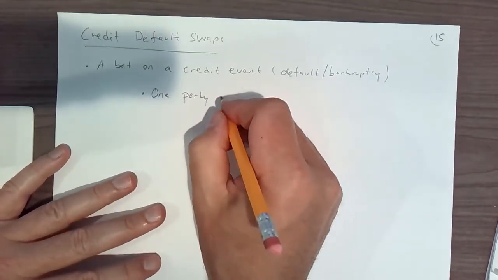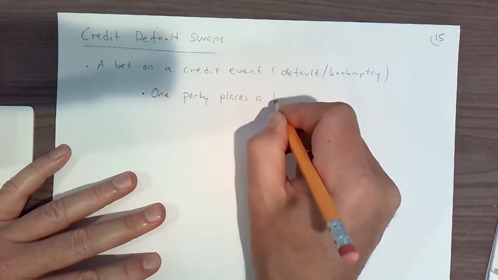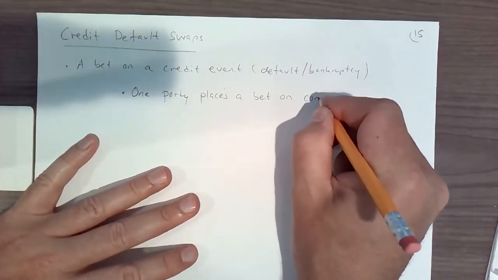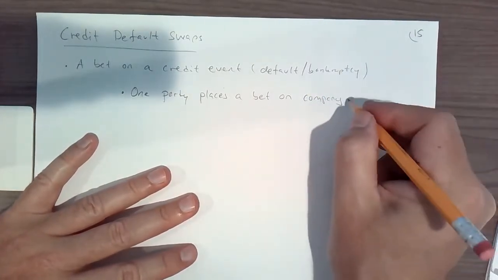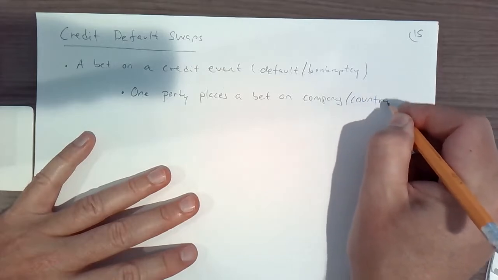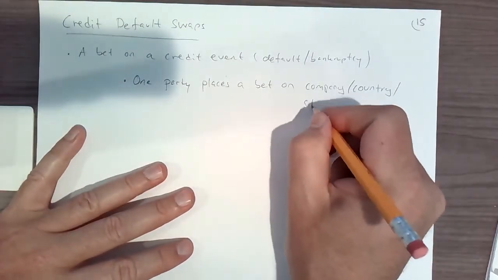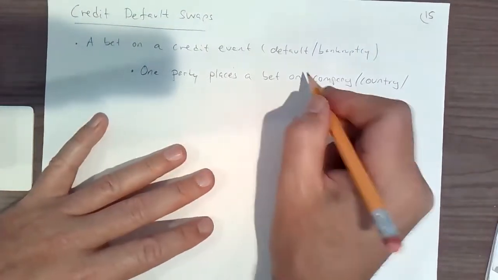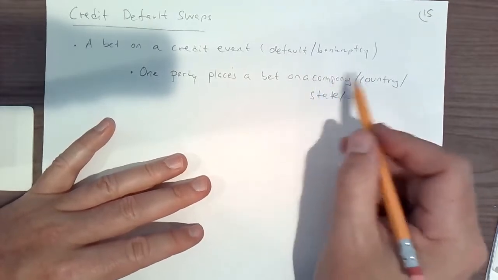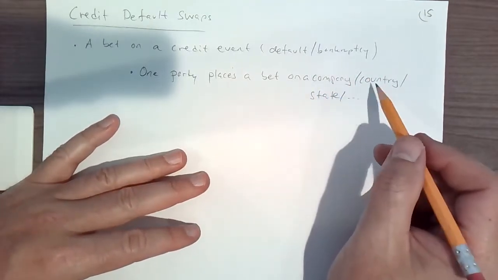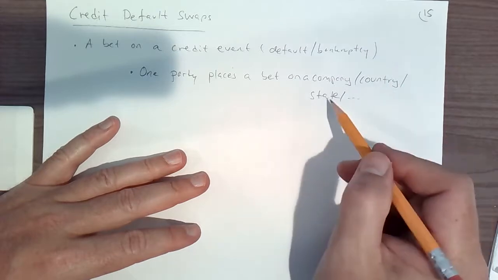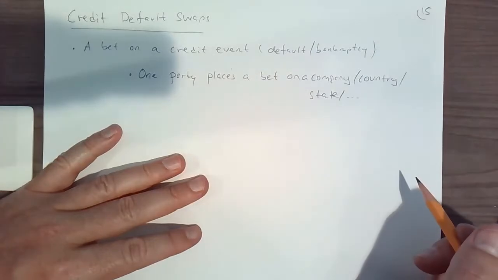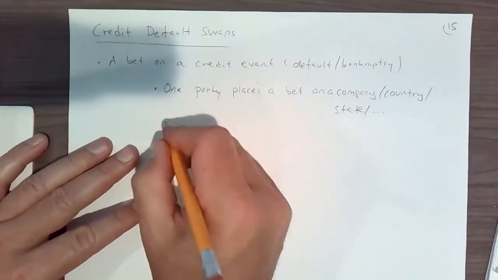So one party places a bet on some company. It could be a company, it could be a country, it could be in the US, a state. You pick out your company that you like, Facebook, Google, or a country, this was Greece in particular. There are lots of states in the US that have issues that you can place these bets on, placing a bet on a company going broke.